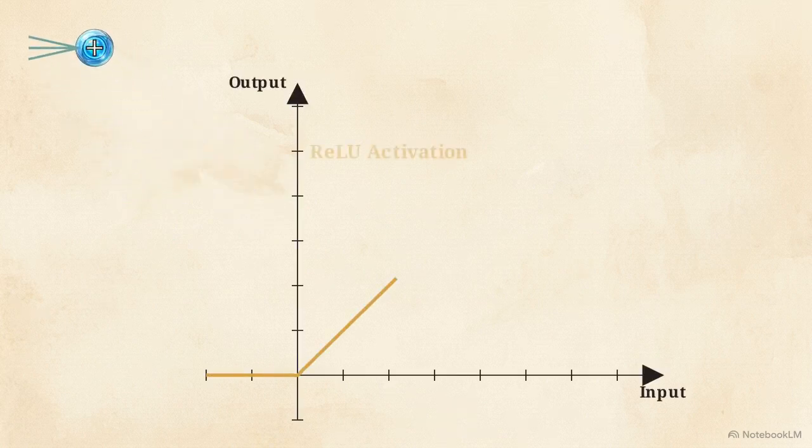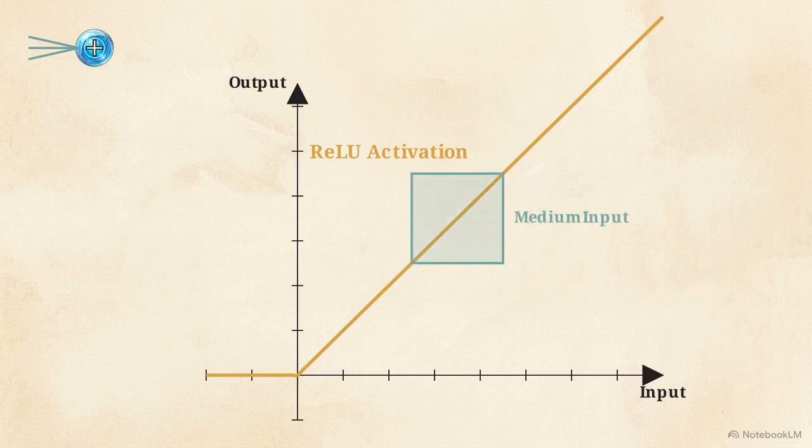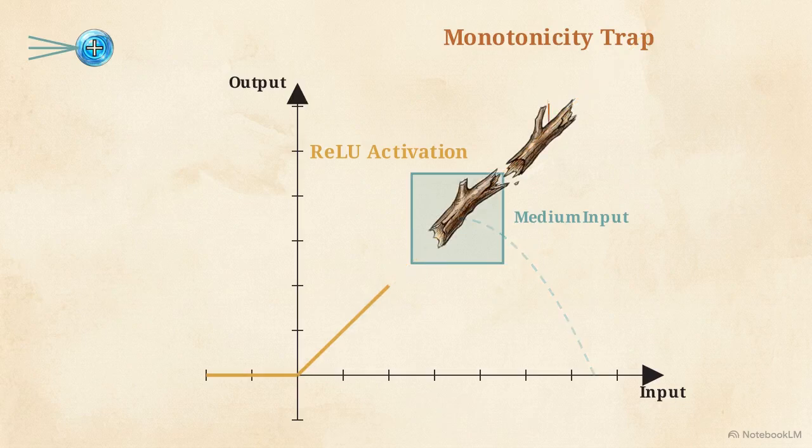These nodes simply sum up their incoming data and push it through a strictly monotonic activation function, like ReLU or a sigmoid curve. As the input increases, the output either rises or stays flat. That creates an immediate architectural roadblock. If you want a node to recognize a specific window of stimulus, meaning it fires at a medium input but turns off if the signal gets too intense, a single perceptron cannot do it.